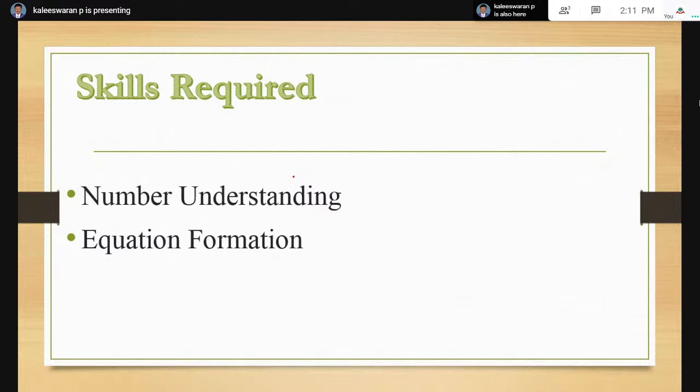And the third one is speed calculation. You should improve your calculation ability, your basic mathematical calculation. You should improve your speed on basic mathematical operations. Basic mathematical operations means addition, subtraction, multiplication, squares, square roots. There are a lot of shortcuts there.